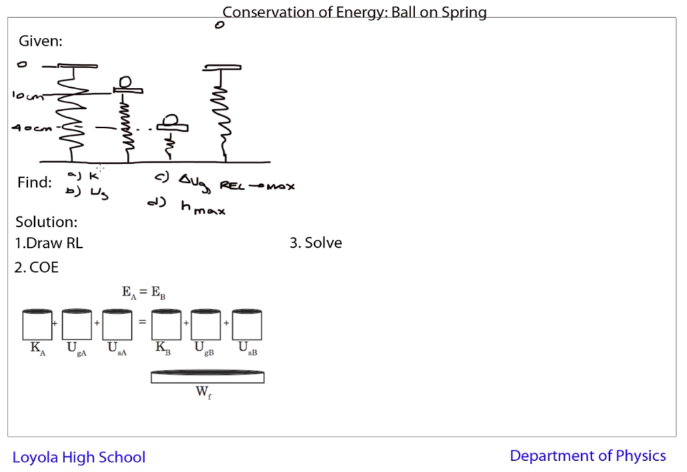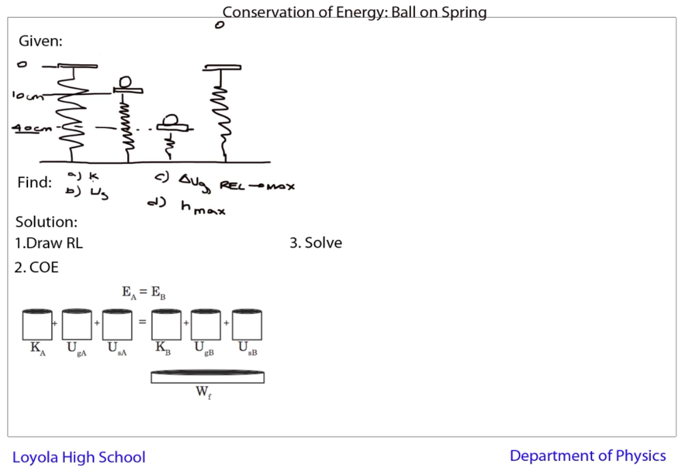So we want to find a couple of things here. The spring constant K, the potential energy stored in the spring at the 40 centimeter mark. We also want to find the change of potential energy from the release point right here to the maximum height, and then the maximum height reached by the ball.